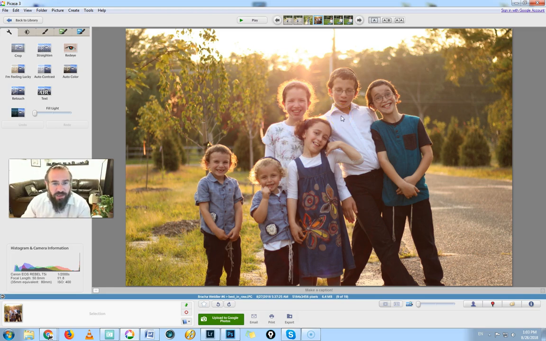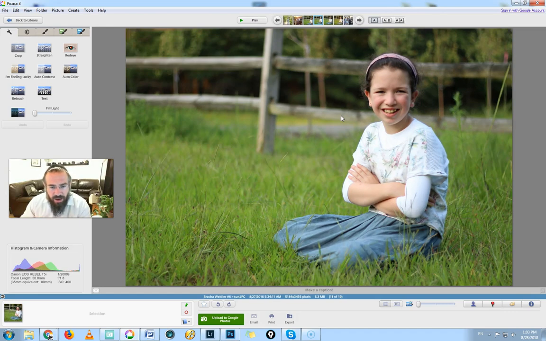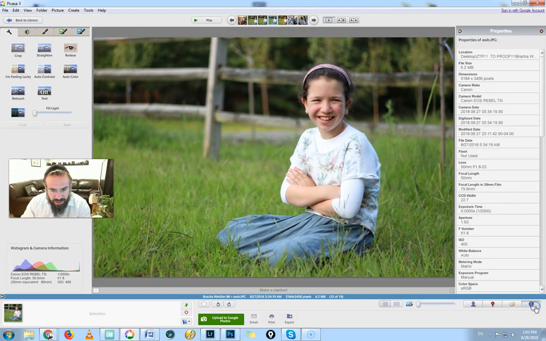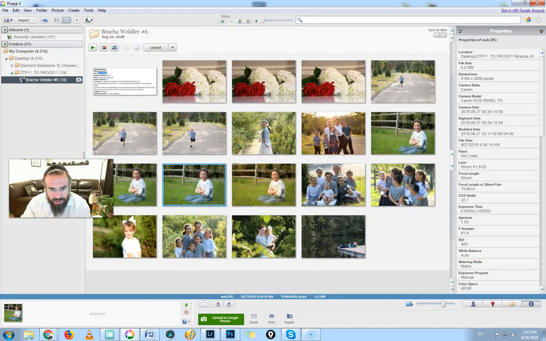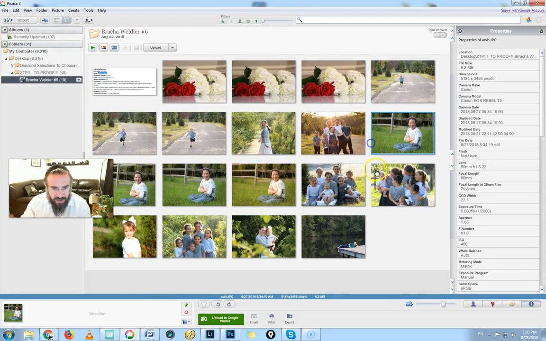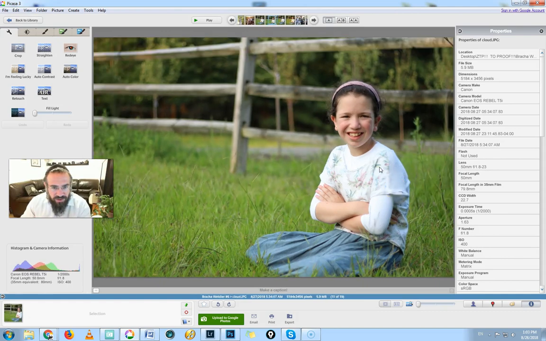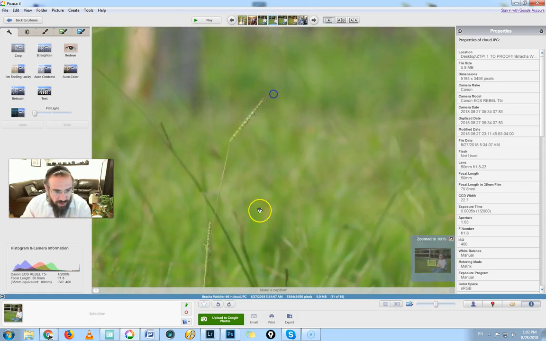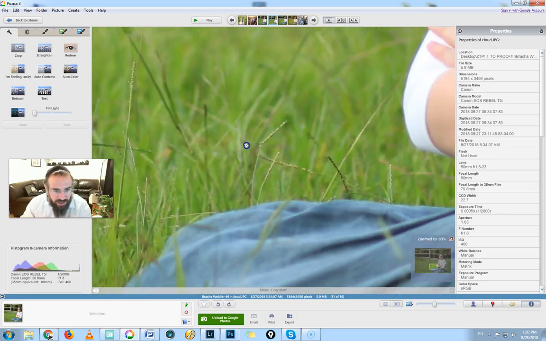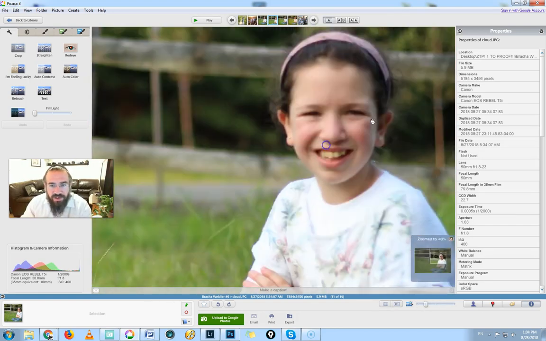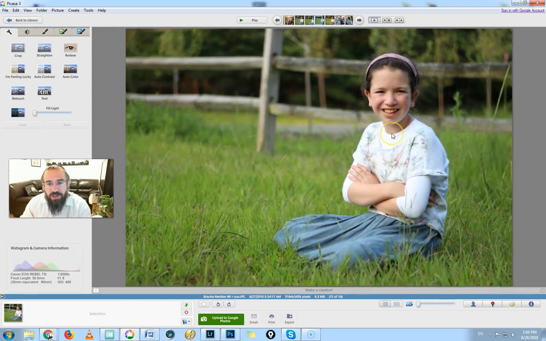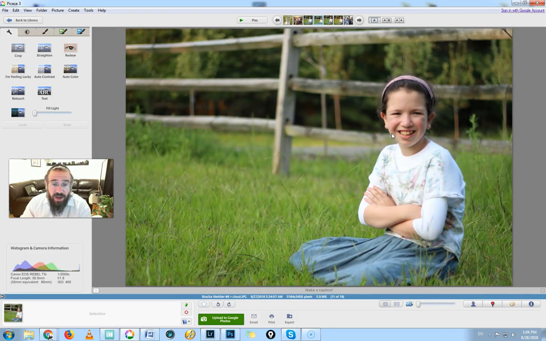Excellent, excellent, Bracha, excellent. Okay, so now the only thing we know is AWB, this one is AWB, so let's move this over here. So now, like you said, you missed the focus here slightly. Be careful with the 1.8. You can see the focus is just behind the little girl, so she's a little bit soft. But you've done really well. This is great. These really are great.